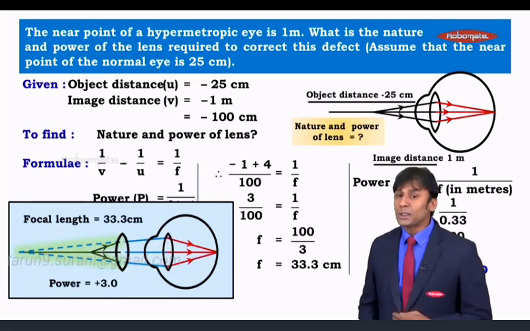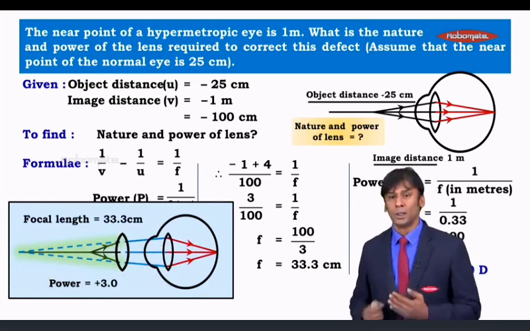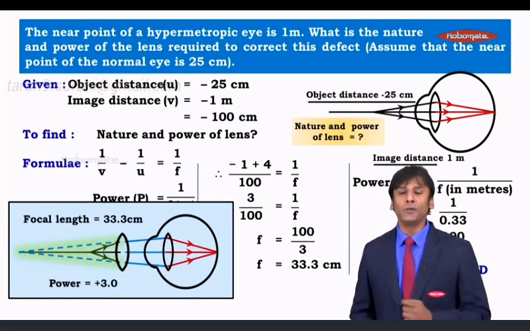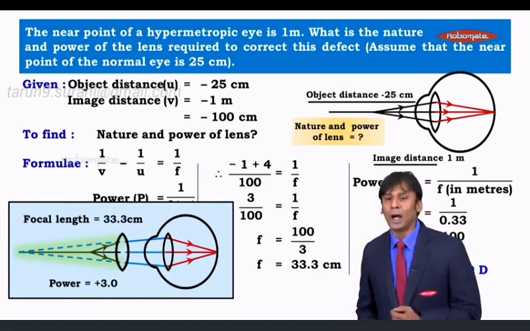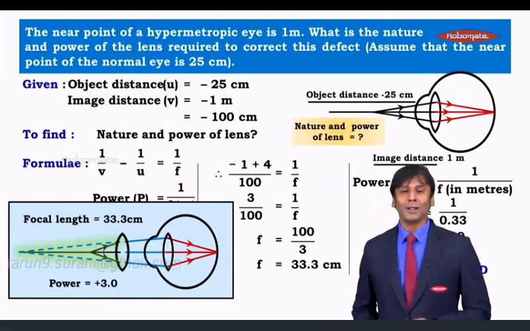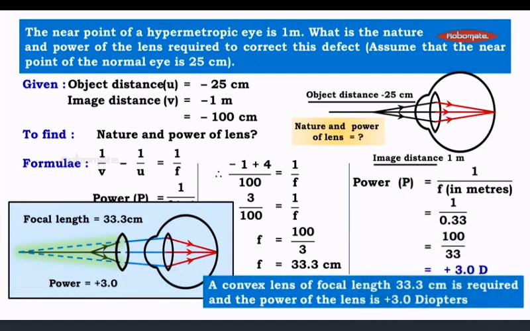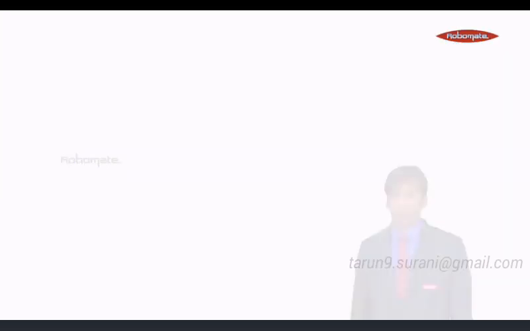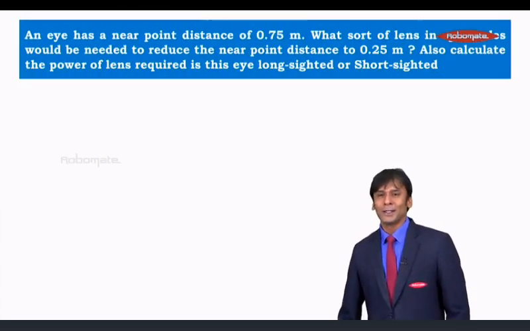The convex lens this person should wear is a lens having focal length 33.3 centimeter and power plus 3 diopters. So students, this was the first numerical to understand hypermetropia. The final statement, of course, a convex lens of focal length 33.3 centimeters is required, and the power of the lens is plus 3 diopters. So students, let us see the next numerical.